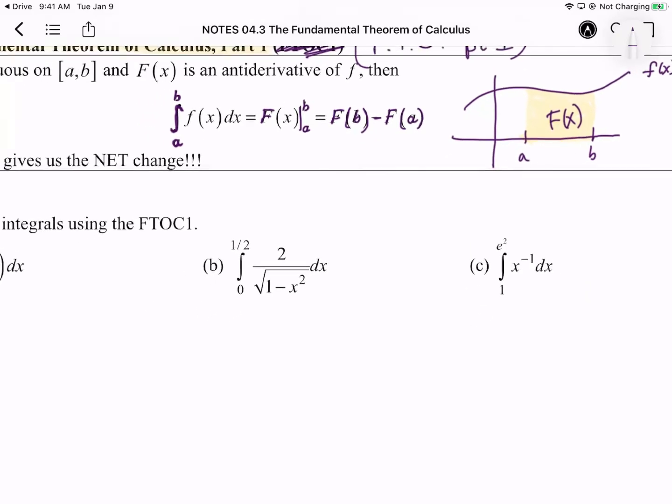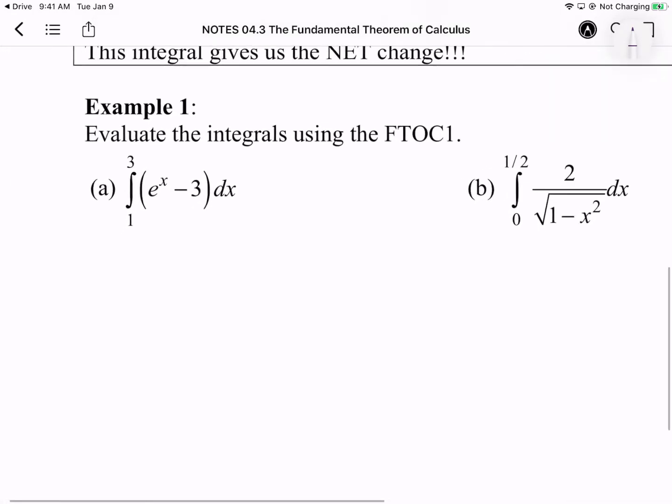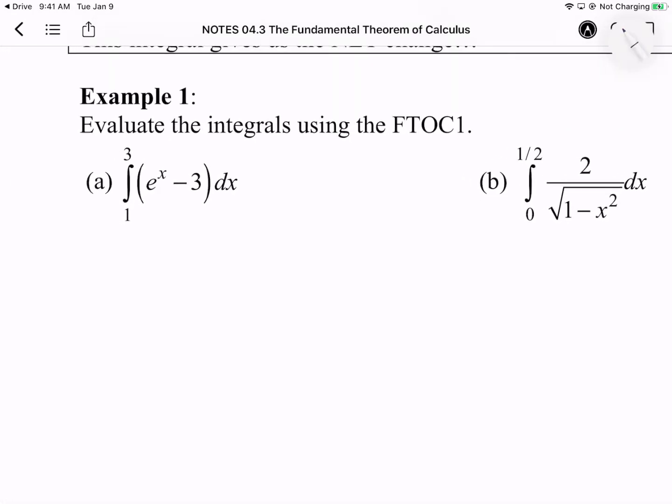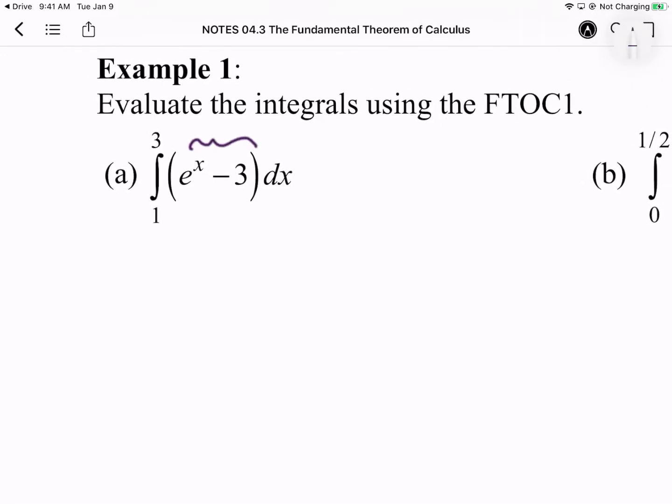All right, mathematically, this is what the fundamental theorem of calculus part 1 looks like. What is inside my integrand is my f of x. So the fundamental theorem of calculus says I need to find big F of 3 minus big F of 1.